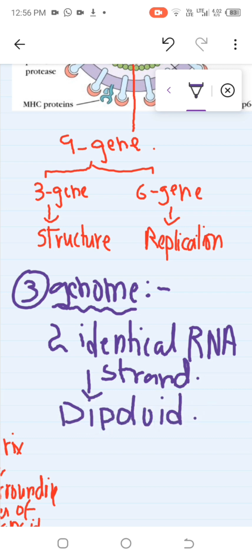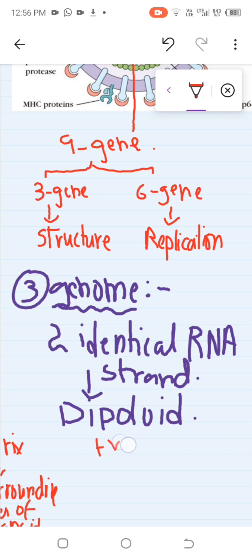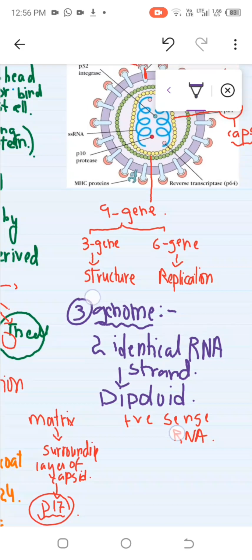Now HIV possesses two strands of RNA. Which type of RNA is this? This is positive sense RNA. Okay, so this is all about the genome.